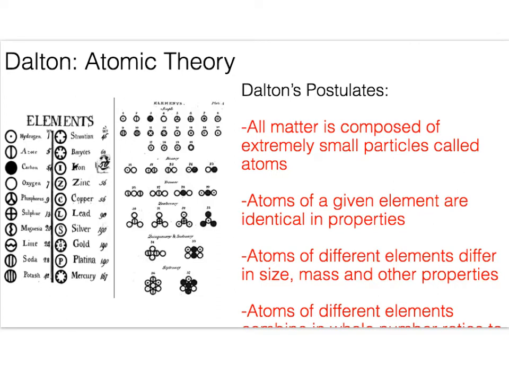Dalton also postulated that atoms of different elements are going to differ in size, mass, and other properties, and that's really what makes different elements different. And he also came up with the idea that atoms are going to combine in whole numbers to form different molecules, and that basically, in a chemical reaction, you're mixing and matching, you're rearranging, you're adding, you're subtracting different atoms to form different molecules.